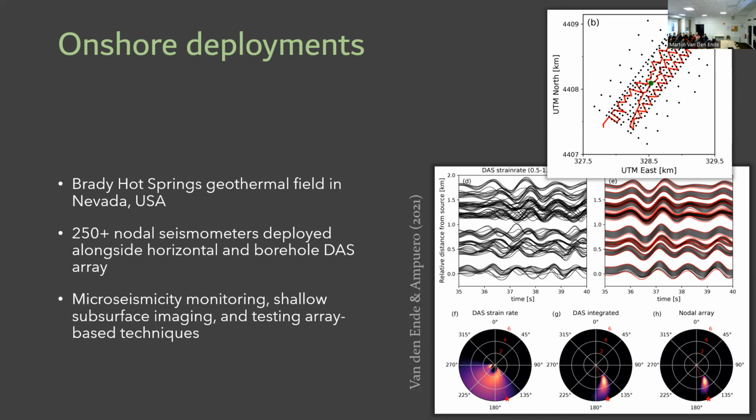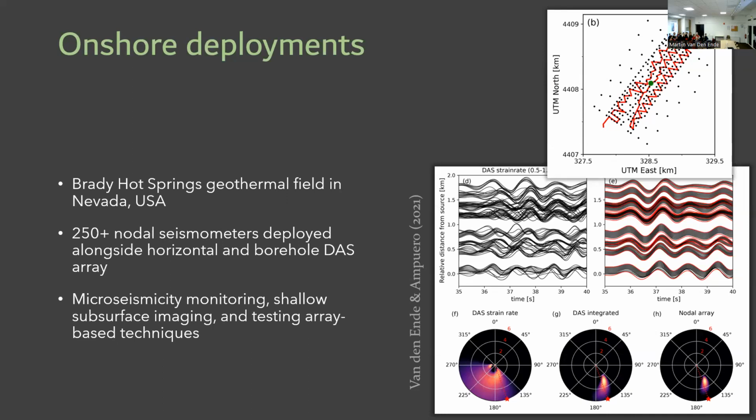So here's an example from the Brady Hot Springs geothermal field in Nevada, in the USA. This is a map view. This is 2 by 2 kilometers of the site where they deployed a fiber optic cable. This is the red line, zigzag over there. And then they supplemented that with a pretty dense array of about 250 nodal seismometers. Those are all the black dots. And this project started for monitoring microseismicity and shallow subsurface imaging, etc., to monitor this geothermal field.